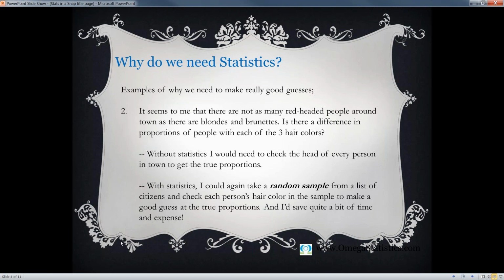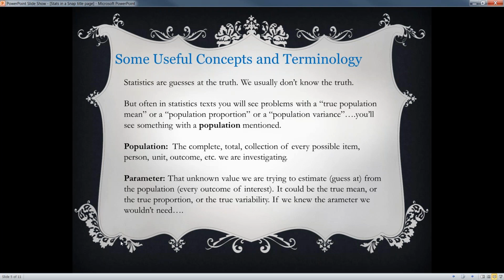Another example is, as I was saying, the age of every person in the United States. Or perhaps we want to know the proportion of redheads. What proportion of people are redheaded, say in the United States? Well, I'm not going to look at everybody's hair color. So what I will do is pick a representative and random sample, if I can, from a great big list of the population, and see if I can get a good estimate of what it would be. Sometimes you just can't look at everything, and that's where we have statistics.